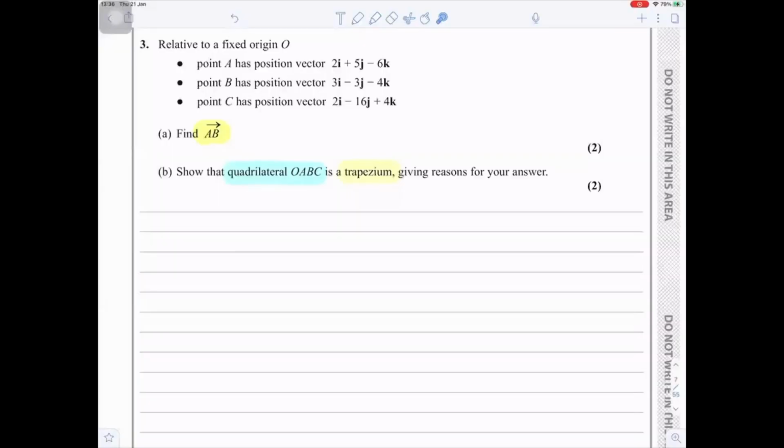Question number 3. Relative to a fixed origin, point A has position vector 2i plus 5j minus 6k. Point B has position vector 3i minus 3j minus 4k. And point C has position vector 2i minus 16j plus 4k. Find AB. Show that the quadrilateral OABC is a trapezium, giving reasons for your answer.